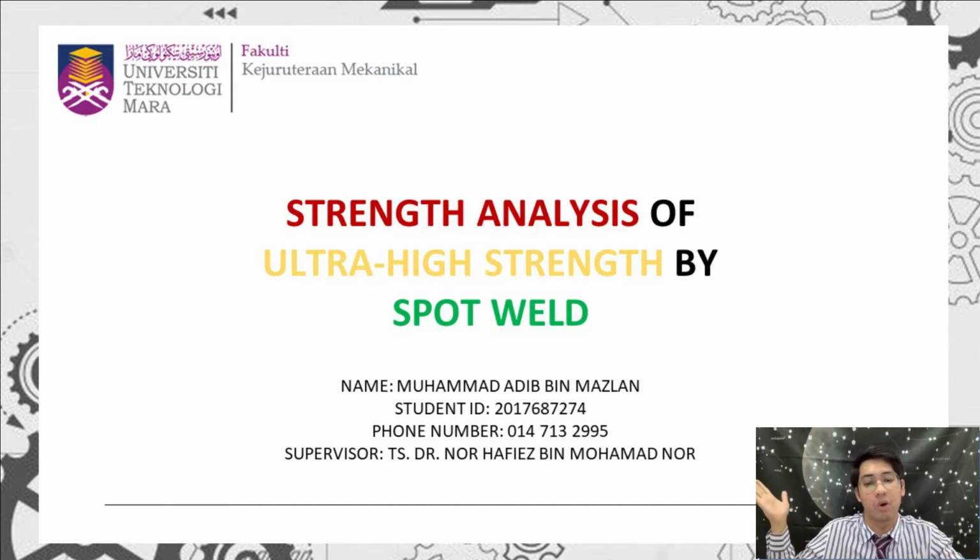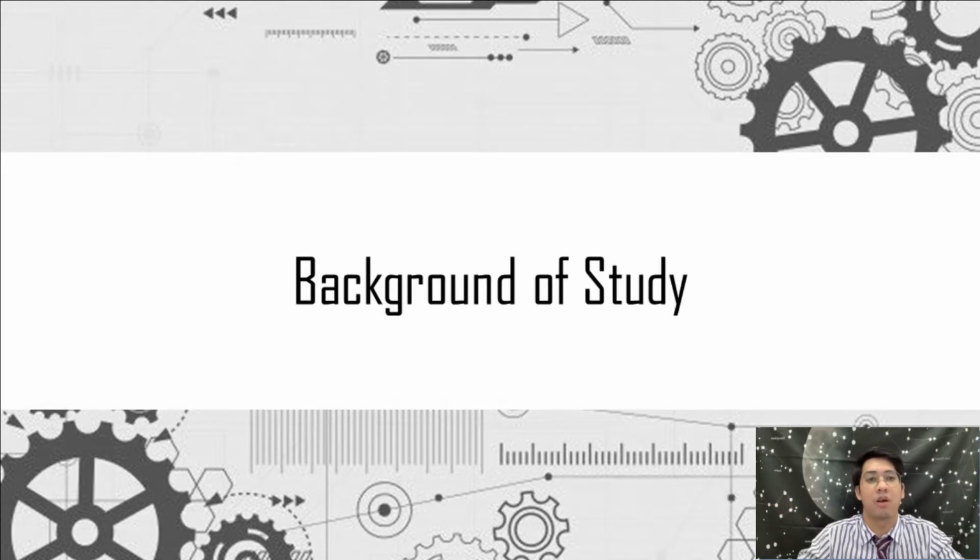In this project, we're going to analyze the strength of a welding type, which is spot weld. The welding is welded on an ultra high strength steel metal. We're going to analyze it by using the Finite Element Method, FEM. Okay. Let us begin with the introduction or background of the study.